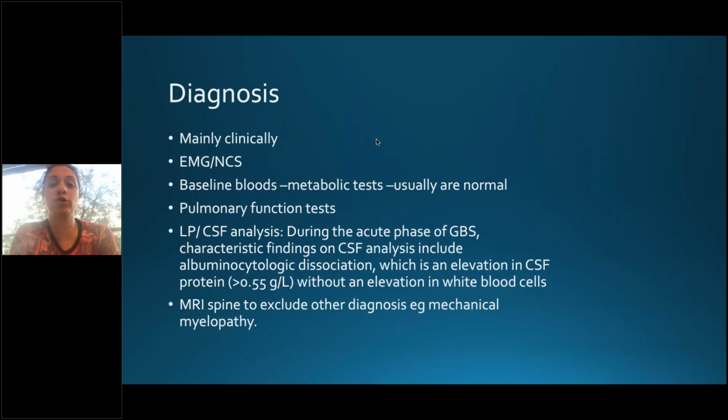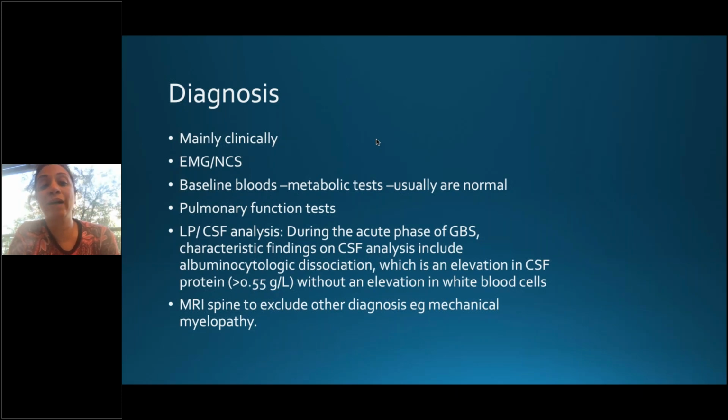If we do a lumbar puncture and a CSF analysis, you would have high levels of protein without an elevation in their white cells. So we call it an albuminocytologic dissociation. But as I said, it's mainly a clinical diagnosis. You don't need to do a lumbar puncture in each patient.